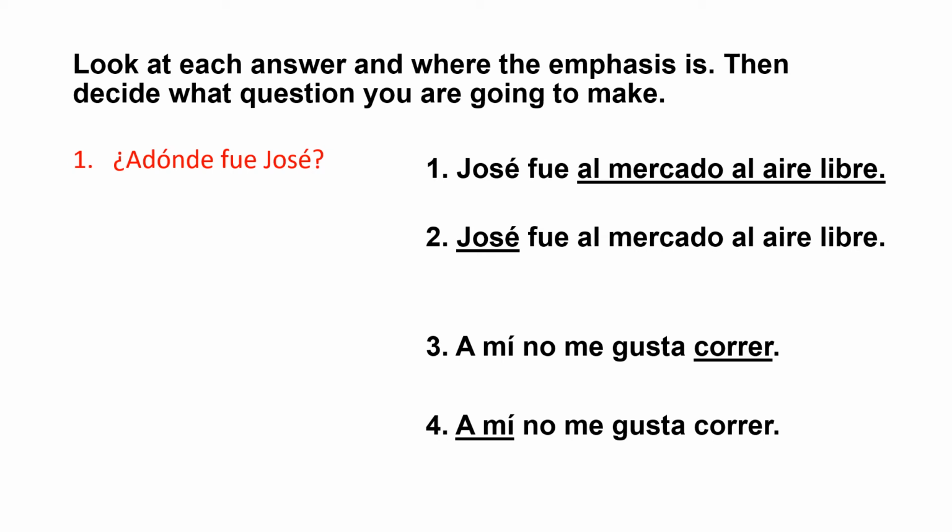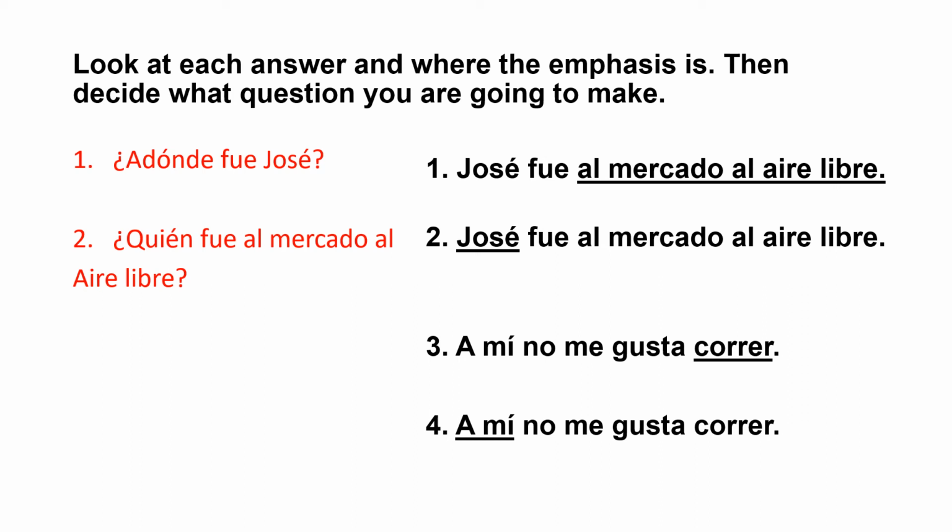Now I want you to look at answer number 2. It's the same exact answer of number 1, but now my focus is not where José went, but who went to the market, because I emphasized José here. So I'm saying, José fue al mercado al aire libre. Okay? Not Mary, not Pablo, José. So your question should be, who went to the market? ¿Quién fue al mercado al aire libre? Do you understand the difference? Here I'm emphasizing the place. Here I'm emphasizing who went to the place. So two different questions.